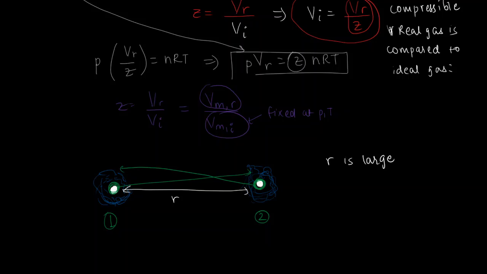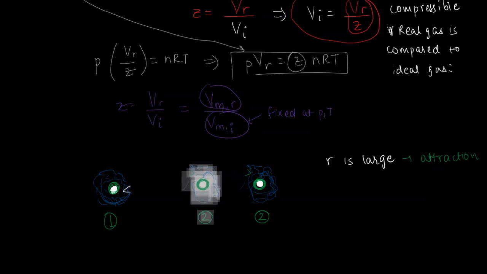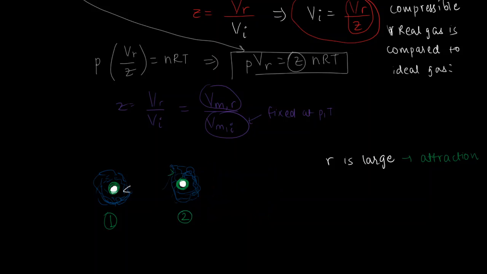So if r is large, attractions are dominant. Now, if you start bringing these closer, so if I erase some of this, and I start bringing these, let's say I brought 2 a bit closer, so 2 will come somewhere here. Now at this stage, there are 4 forces acting.